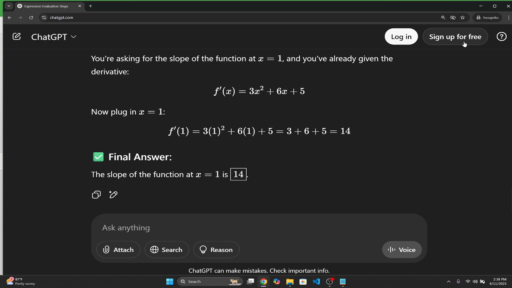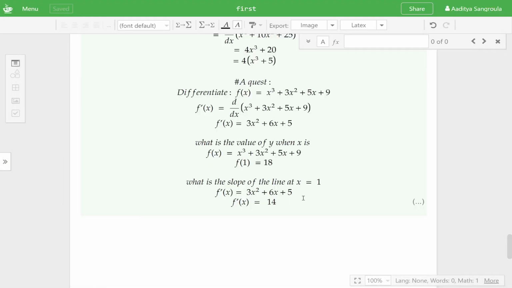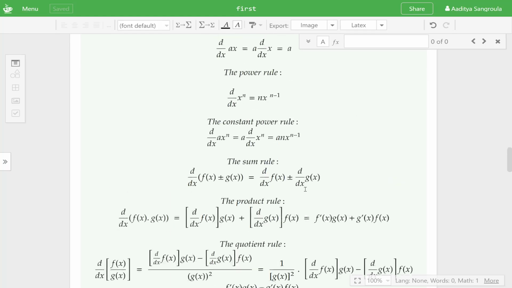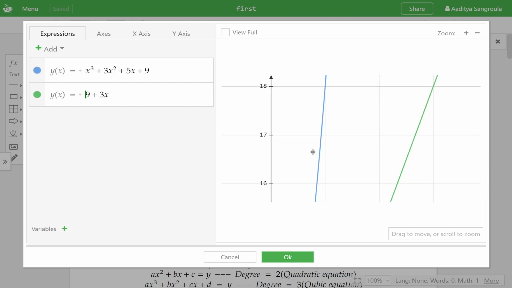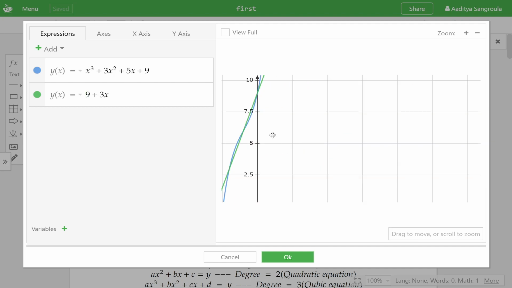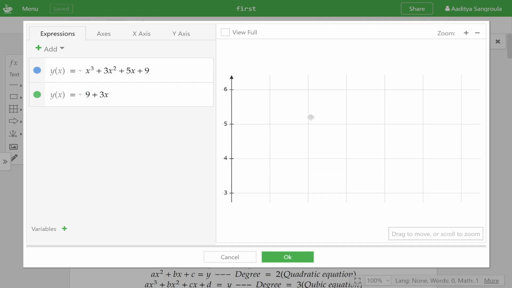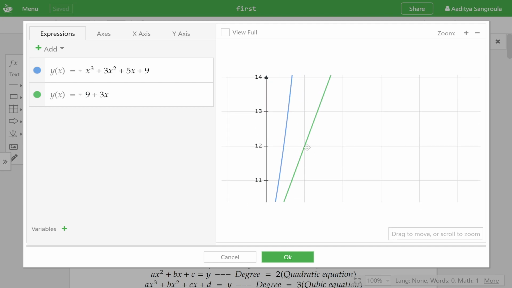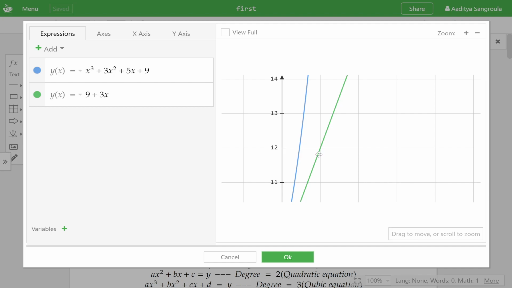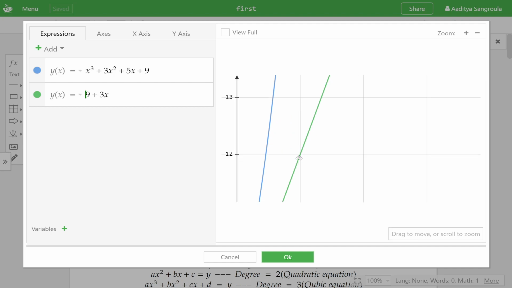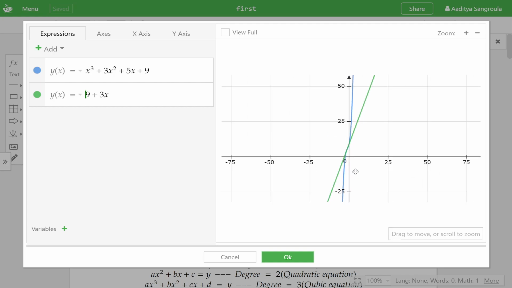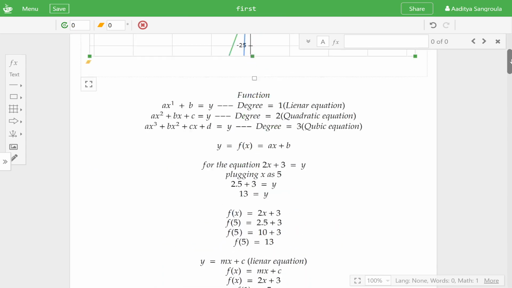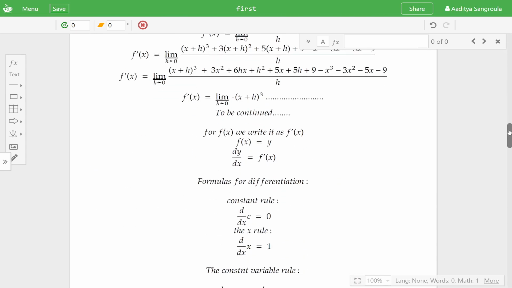So this is 14. So the slope of the line when x is 1 is 14. Let's see. So when x is 1, at this very point, the line is changing with a slope of 14. That's the thing, right? Now the next time any line changes, the slope would be 14.